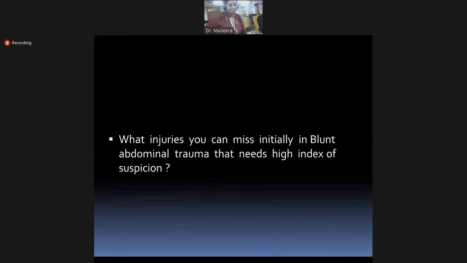Answers, type them in your chat boxes, guys. What injuries can you initially miss in a blunt abdominal trauma patient that need a high index of suspicion by a trauma surgeon, as per the mechanism of injury and clinical examination?